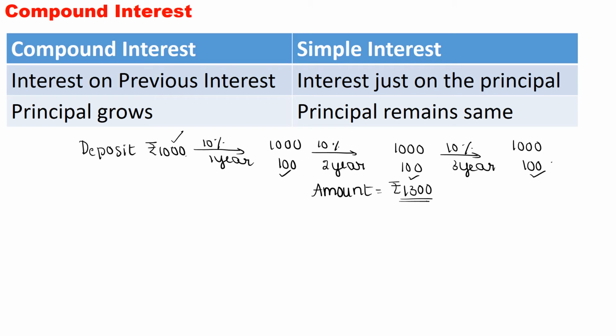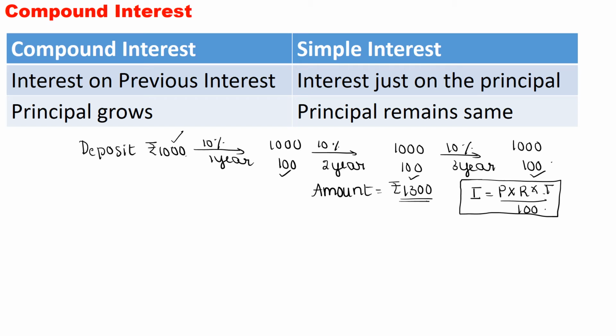And this is simple interest, and to find the interest we use this: principal into rate into time by 100. And this is simple interest.